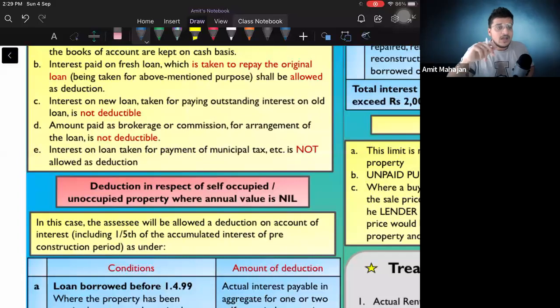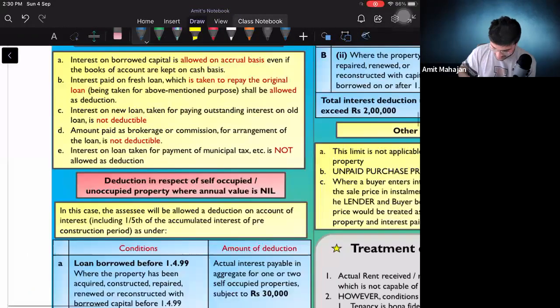अमाउंट पेड एज ब्रोकरेज और कमीशन फॉर अरेंजमेंट ऑफ द लोन। ओके, वो जो नया लोन है, उस लोन के लिए मैंने कमीशन पे किया, सो मुझे लोन मिलेगा। वो कमीशन का मुझे डिडक्शन नहीं मिलेगा, मुझे डिडक्शन सिर्फ इंटरेस्ट का मिलेगा, राइट। इंटरेस्ट ऑन लोन टेकन फॉर पेमेंट ऑफ म्यूनिसिपल टैक्स नहीं मिलेगा। क्या चिंदी आदमी है, म्यूनिसिपल टैक्स पे करने के लिए तूने लोन लिया, तो भी तुझे उसका डिडक्शन नहीं मिलेगा.